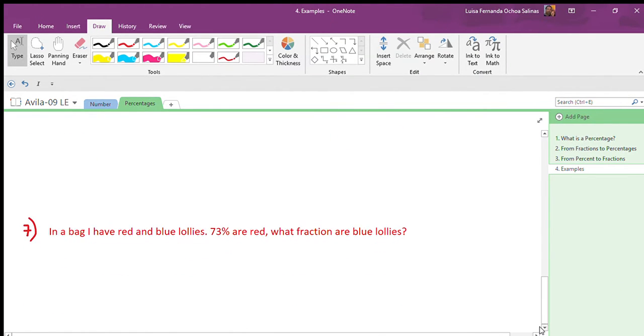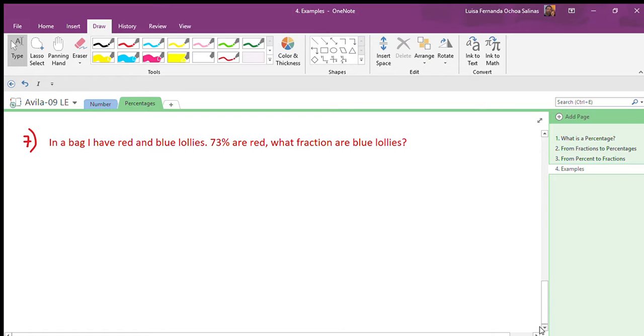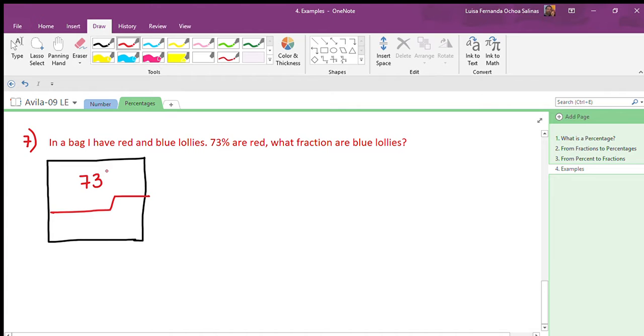Now we have one more example to do. It says in a bag, I have red and blue lollies. 73% are red. What fraction are blue lollies? So this is similar to taking into account our whole. I know I'm not going to draw the 100 squares, but I know that we're going to say that 73 out of these ones are red. Let's say that I have here all my square, and this was 73%. So the rest of it has to be blue. Agree? Because I only have red and blue lollies.